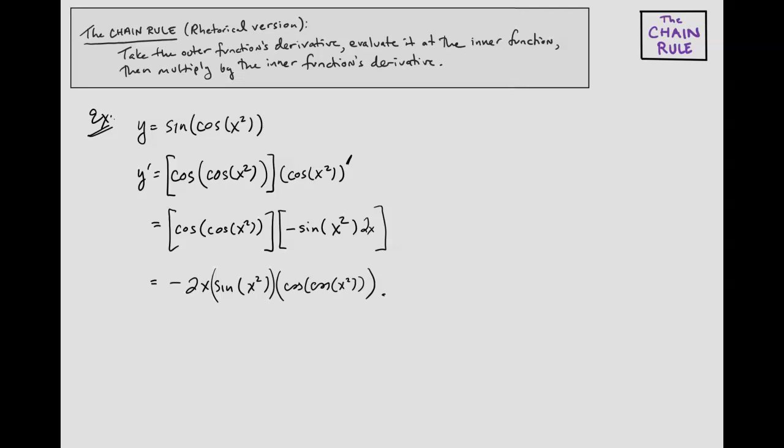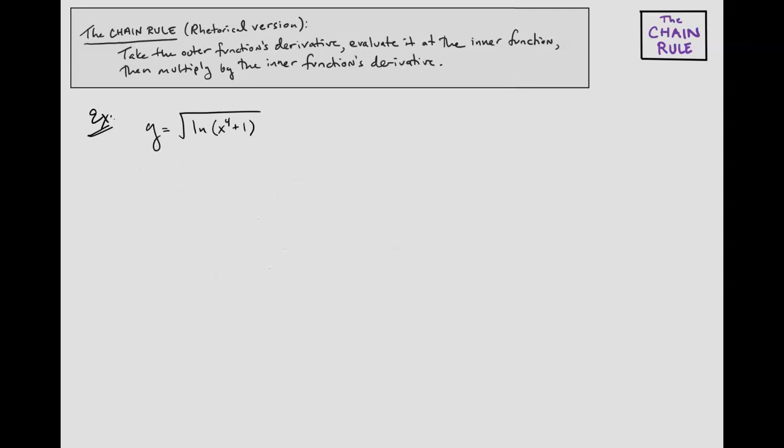Let's do another example. Let us consider this function. y is the square root of the logarithm of x to the 4th plus 1. Like the previous one, this is nested 3 deep. The innermost function is this 4th degree polynomial, then we take a logarithm, and then finally we apply a square root. But all that matters to me is that I can identify the outermost function, the square root, and then the rest I can just call the inner function.